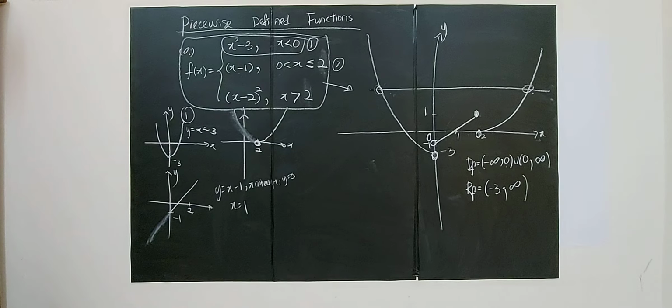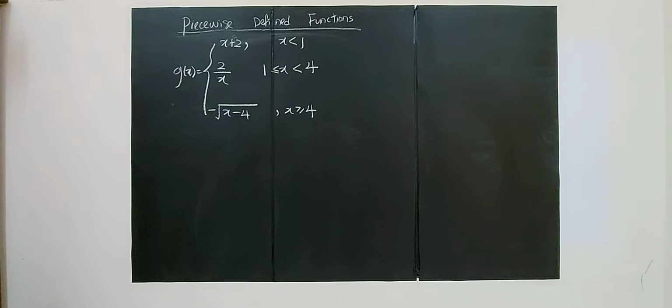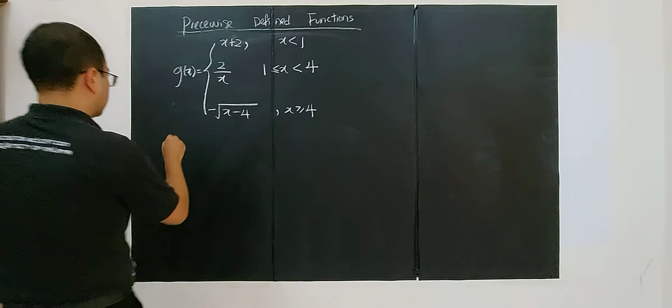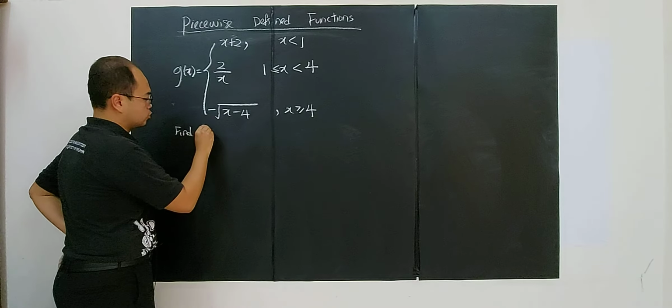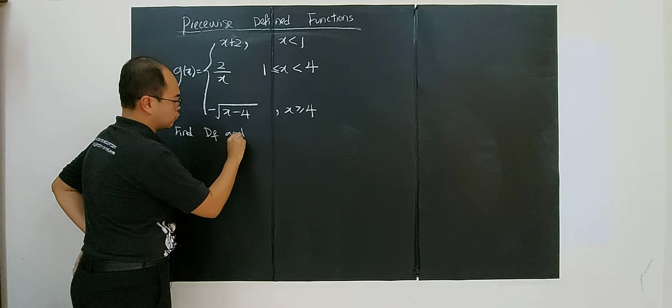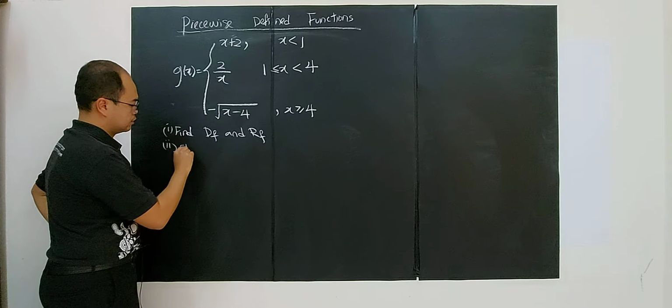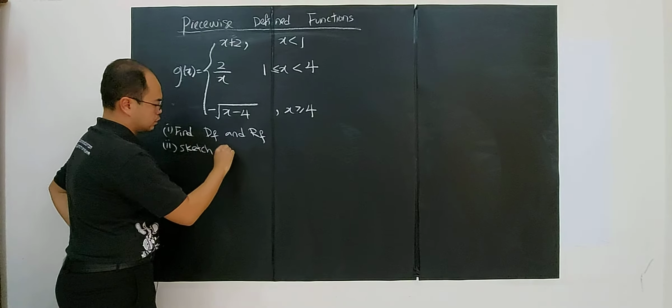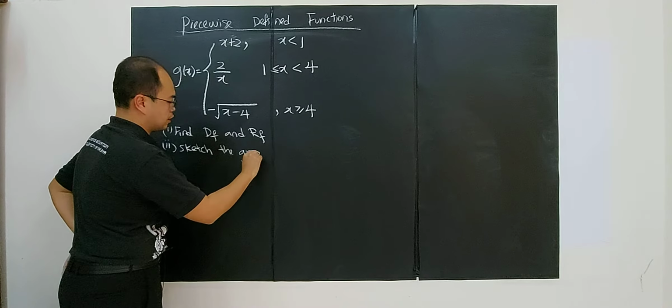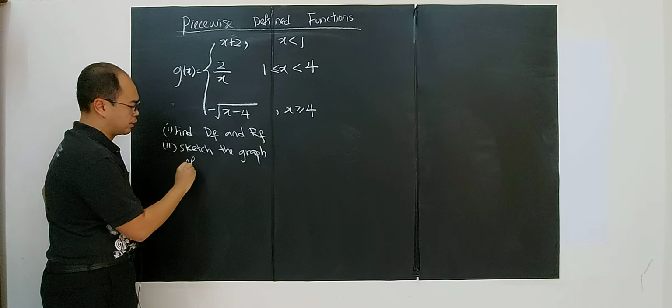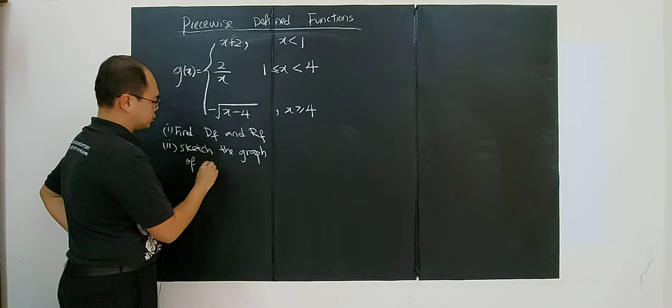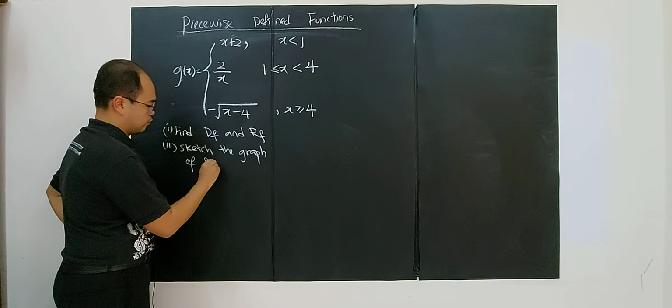Alright, so let's look at another example for a piecewise function. You can try first before you look at the solution. Let's look at this example. They require us to find the domain of f and the range of f, and sketch the graph of f(x). In this video I'm going to mainly talk about how to read the domain and range from a piecewise defined function and sketch the graph of f(x).